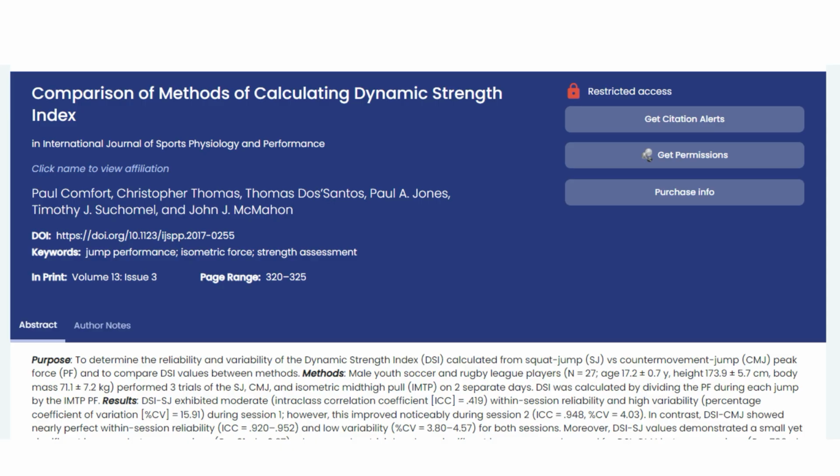However, this research from Paul Comfort's group did demonstrate that peak force from a counter movement jump was more reliable than peak force determined through a squat jump. There's a great deal of interest in isometric training and testing at the moment, and so it's not surprising that we've seen different types of tests come to the fore and whether we can utilize these with the DSI.